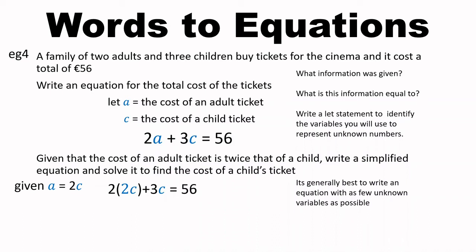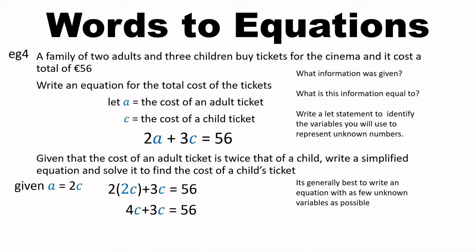Now we've got an equation that's only got C as a variable. I use brackets when I replace the A with 2C here, and notice that there's a 2 in front of this bracket. 2 in front of a letter means 2 times that letter. 2 in front of a bracket means 2 times what's inside that bracket. So 2 times 2C is 4C.